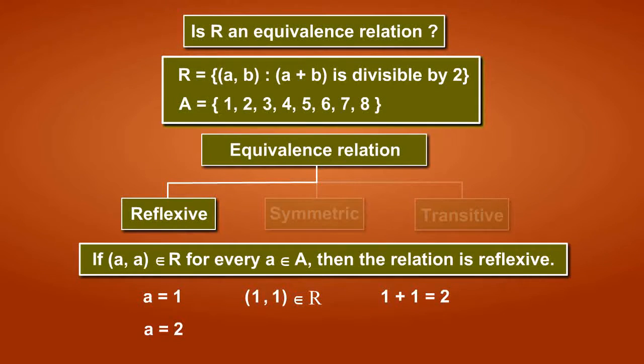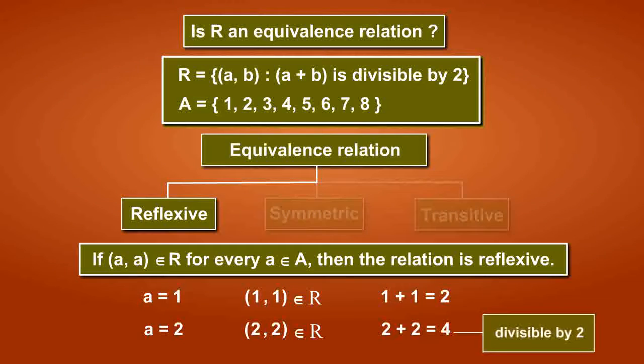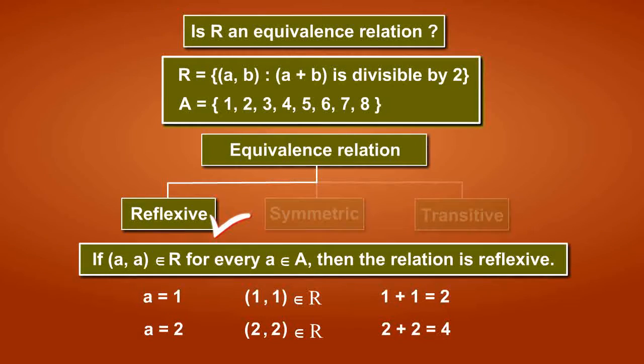Similarly, if A is 2, then what would be A comma A? That would be 2 comma 2. And 2 comma 2 belongs to R. For the same reason, 2 plus 2 equals 4 and this is divisible by 2. So in this way it can be seen that if we take any element A of set A, then A plus A will always be divisible by 2. And hence we can say that this relation is reflexive.